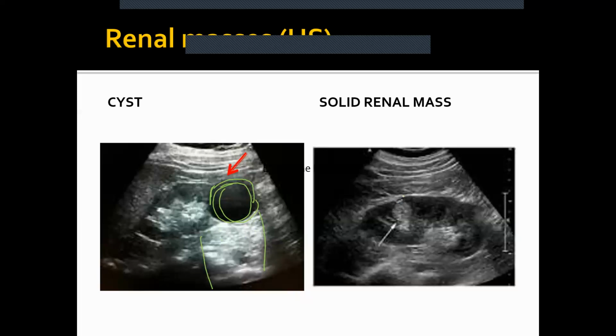And finally, you have a solid renal mass, and the reason you can tell it's a solid renal mass and not a cyst is, A, it appears brighter than the surrounding kidney structure, and the second reason is because you don't have the posterior enhancement.